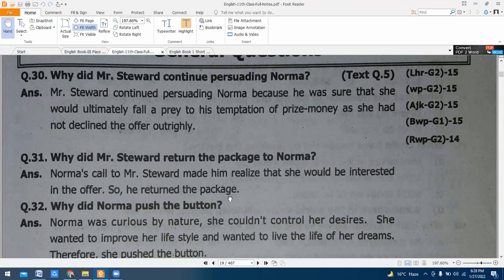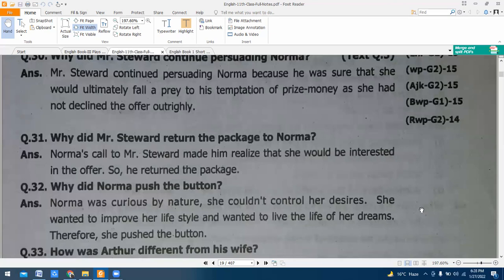Why did Norma push the button? Norma was curious by nature. She could not control her desires. She wanted to improve her lifestyle and live the life of her dreams. Therefore, she pushed the button.